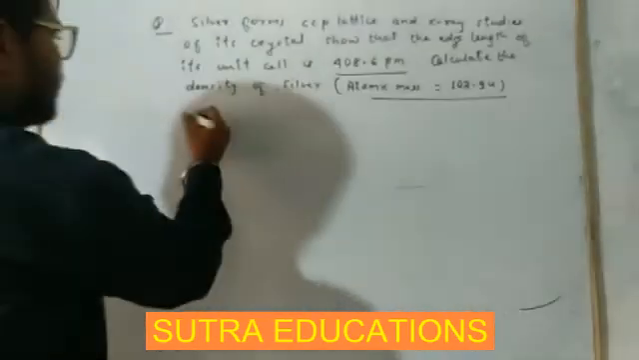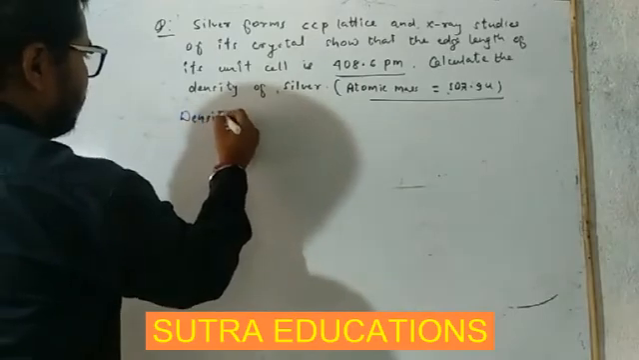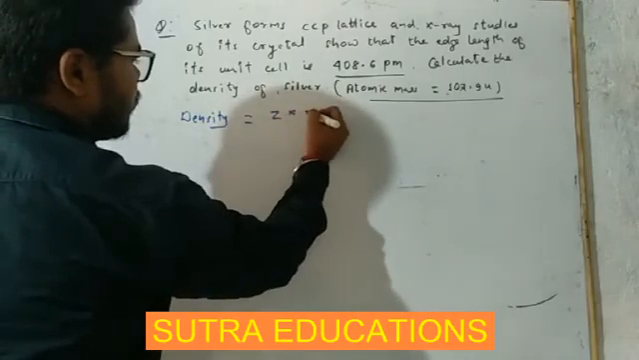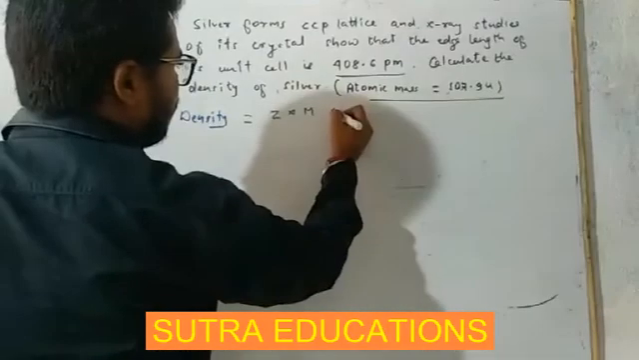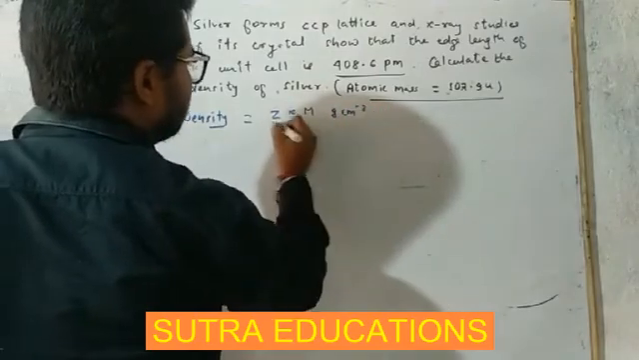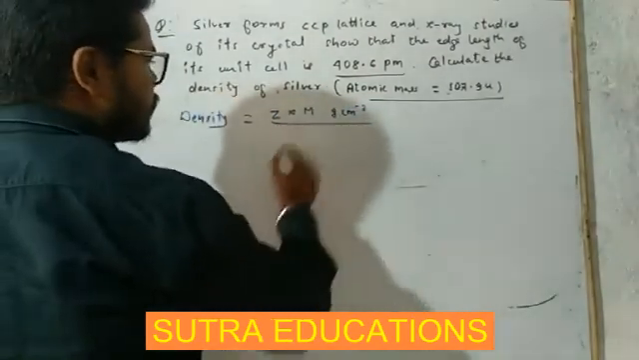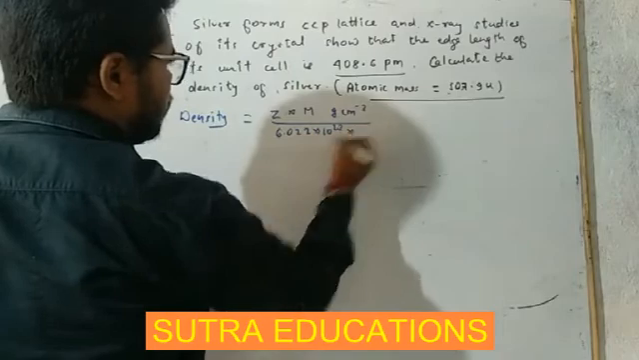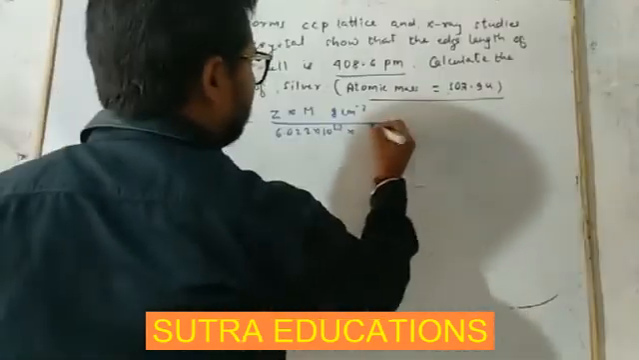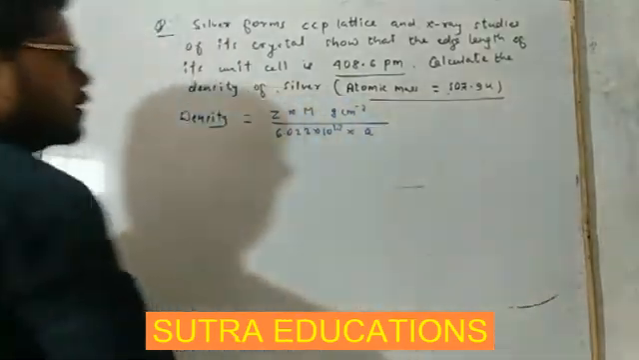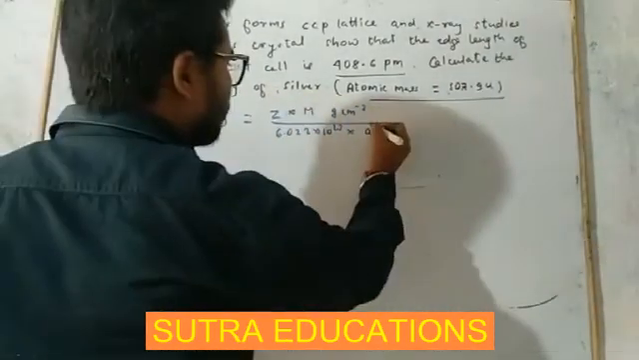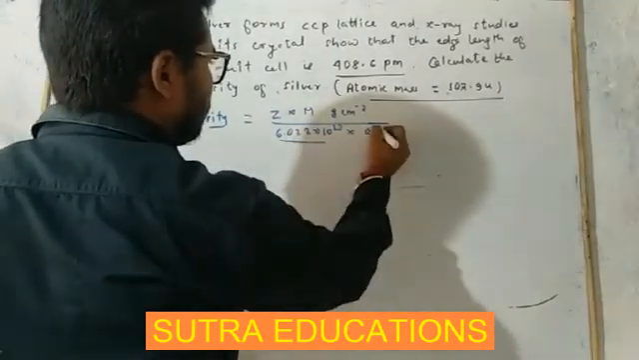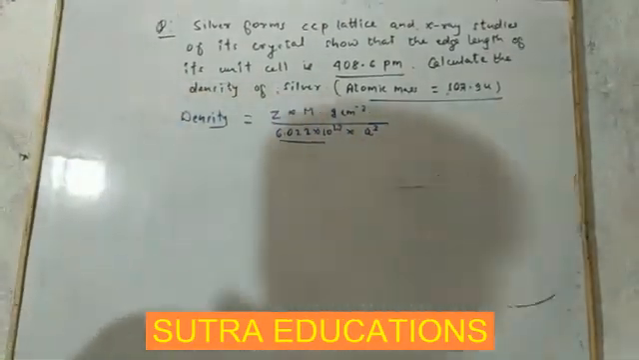So we have discussed density is equal to Z into M gram per centimeter cube upon 6.022 into 10 to the power 23 into edge length, okay, into edge length a cube, it is a cube. Got it?